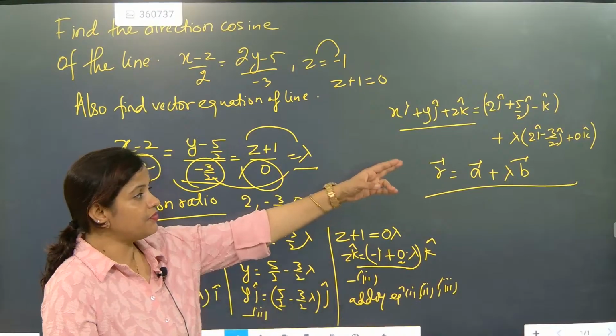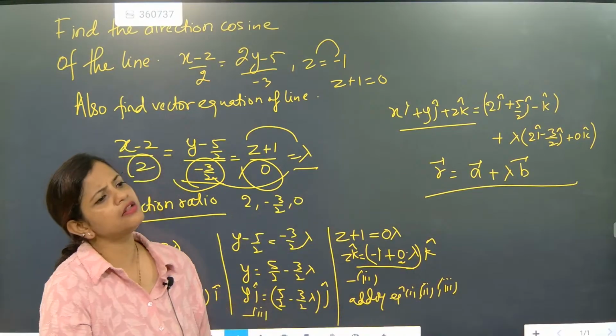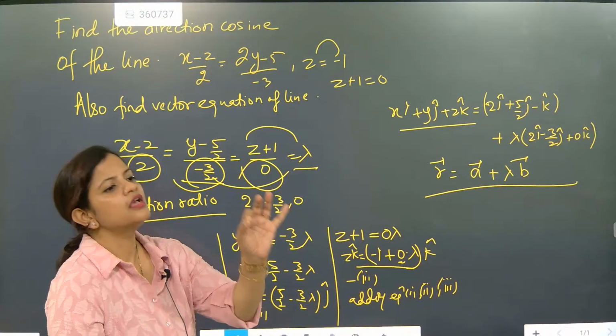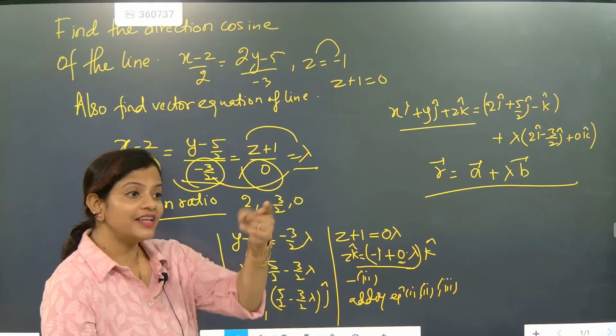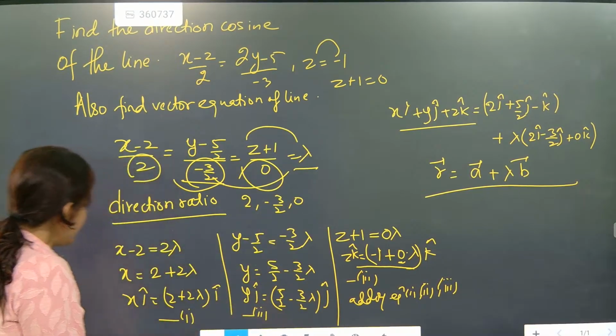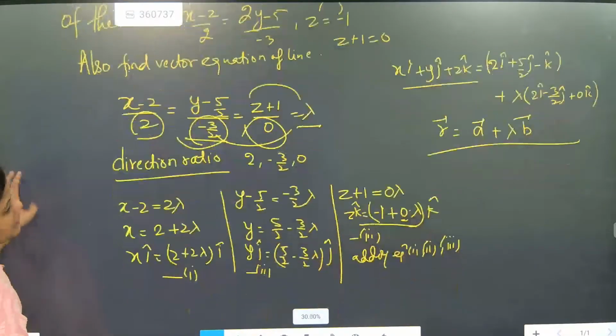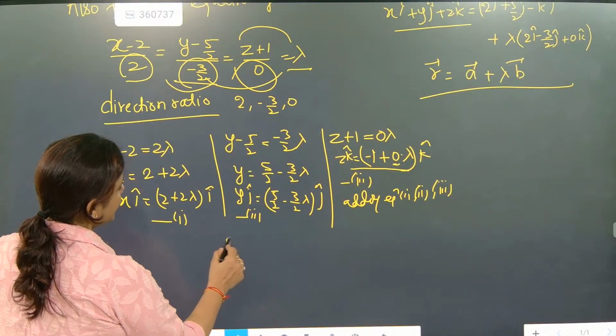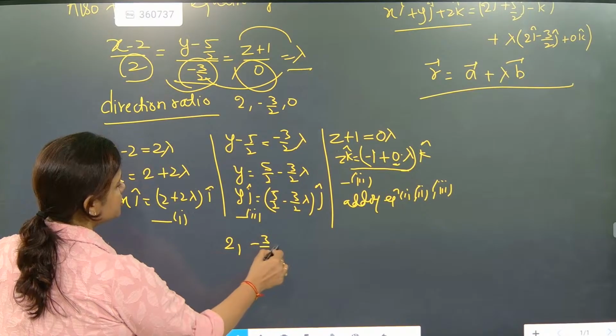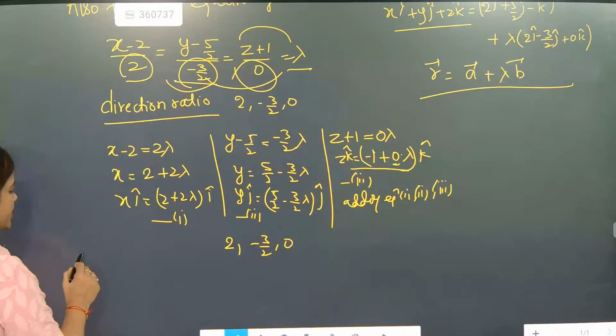Understood? So from the parallel support, what are we getting? Direction ratios. But are they asking direction ratios? No, they are asking the direction cosines. So once they are asking direction cosines, that means what? We got direction ratios. What in all are the direction ratios? The direction ratios are 2, minus 3 by 2 and 0. So what is direction cosine?